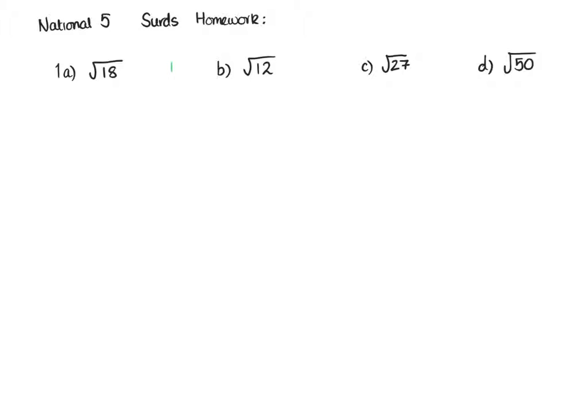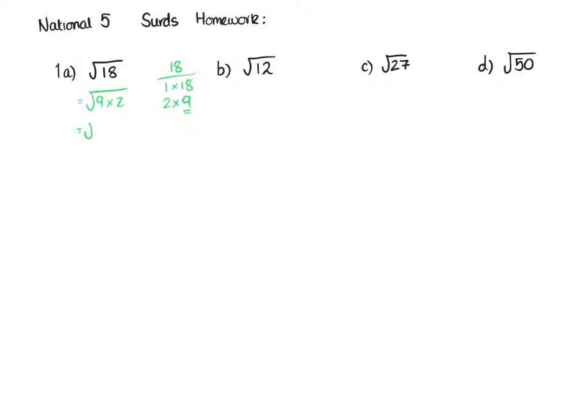So we know that we take our 18 and we are looking for the factors of 18. So we have 1 and 18. Next we would have 2 and 9. And remember, what we're looking for is the biggest possible square number we can. So 9 is a square number and it's the biggest one we're going to get. So we're going to get the square root of 9 times 2.